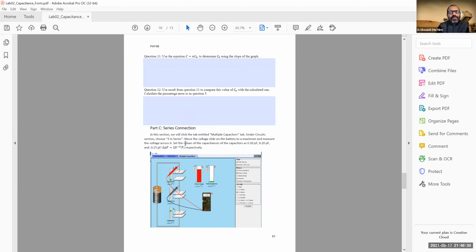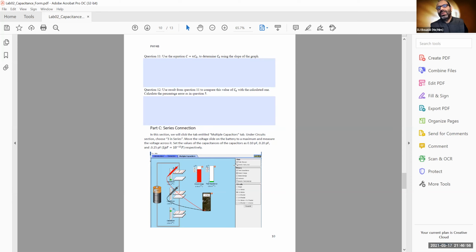Part C for this lab, you're going to take 3 capacitors now and put them in series. And you have the voltmeter now to tell you how much voltage across them. One of them is 0.1 picofarad, 0.2 picofarad, and 0.25 picofarad. It may not be picofarads, okay? I think there is an issue with this one.